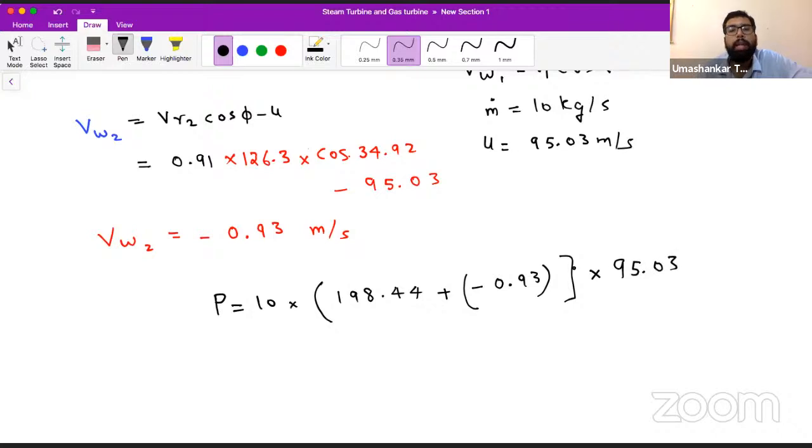Now you guys can tell me the answer. Those who are live in this session can tell me the answer in kilowatt. What is the answer in kilowatt?